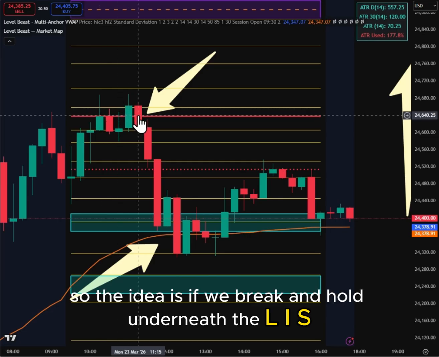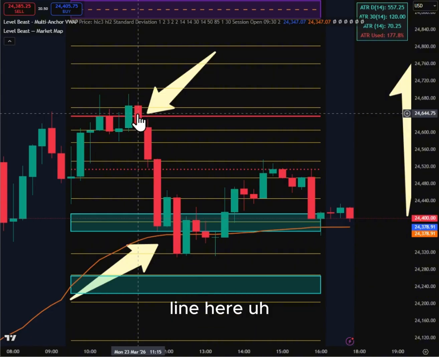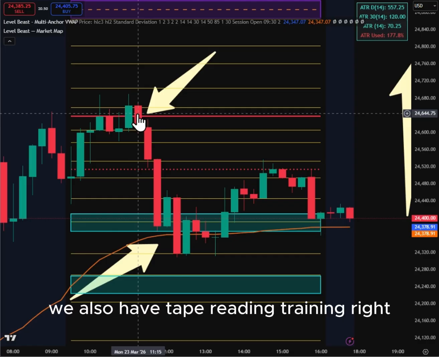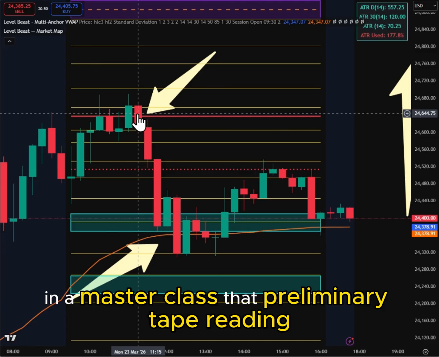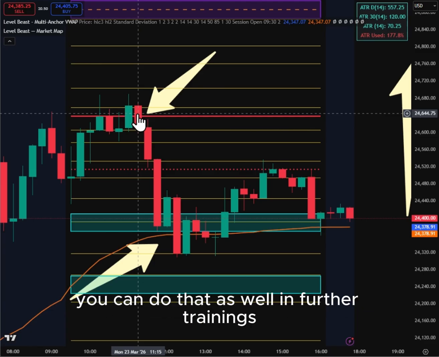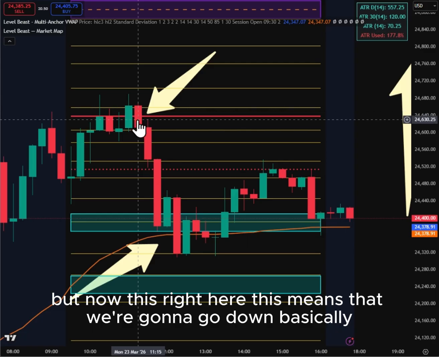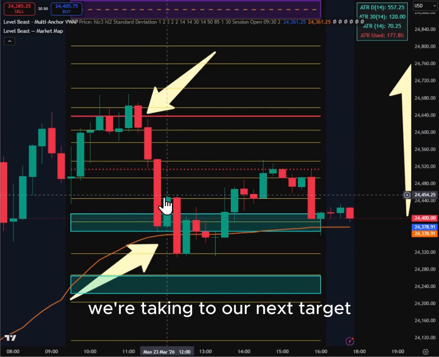So the idea is if we break and hold underneath the LIS line here, that is shorts or that's going to be sell pressure. We confirmed that on the tape. We also have tape reading training, right? And so that's included in the masterclass, that preliminary tape reading. If you want to do a deeper dive, you can do that as well in further trainings. But this right here, this means that we're going to go down, basically. And we're taking it level to level. We're taking to our next target.